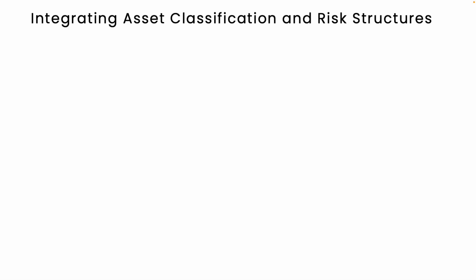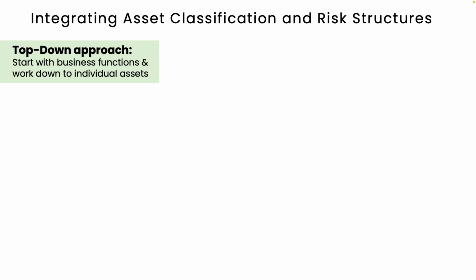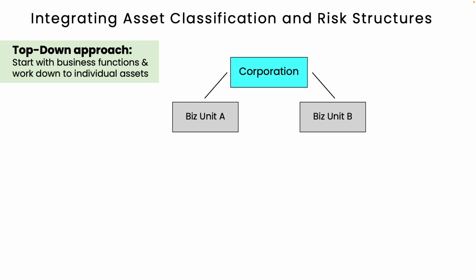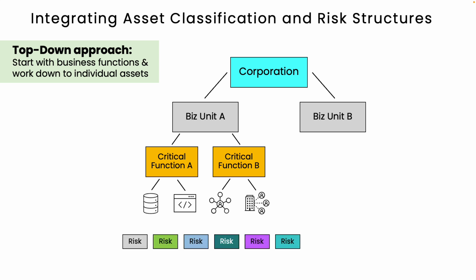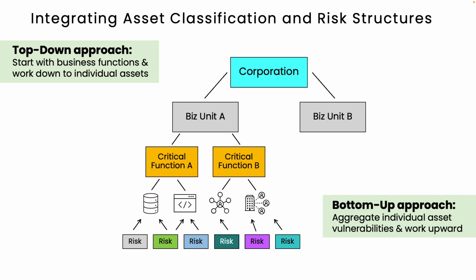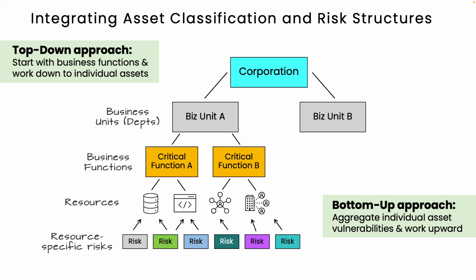So let's get back to integrating asset classifications and risk structures. I want to give you a couple of practical approaches. For example, we have the top-down approach, where we start with business functions and work down to the individual assets for those critical business functions, identifying their specific risks. And then we have a bottom-up approach, where we start with the individual resources, the individual assets, identify their risks, and then map them up the chain to the critical business functions they support.